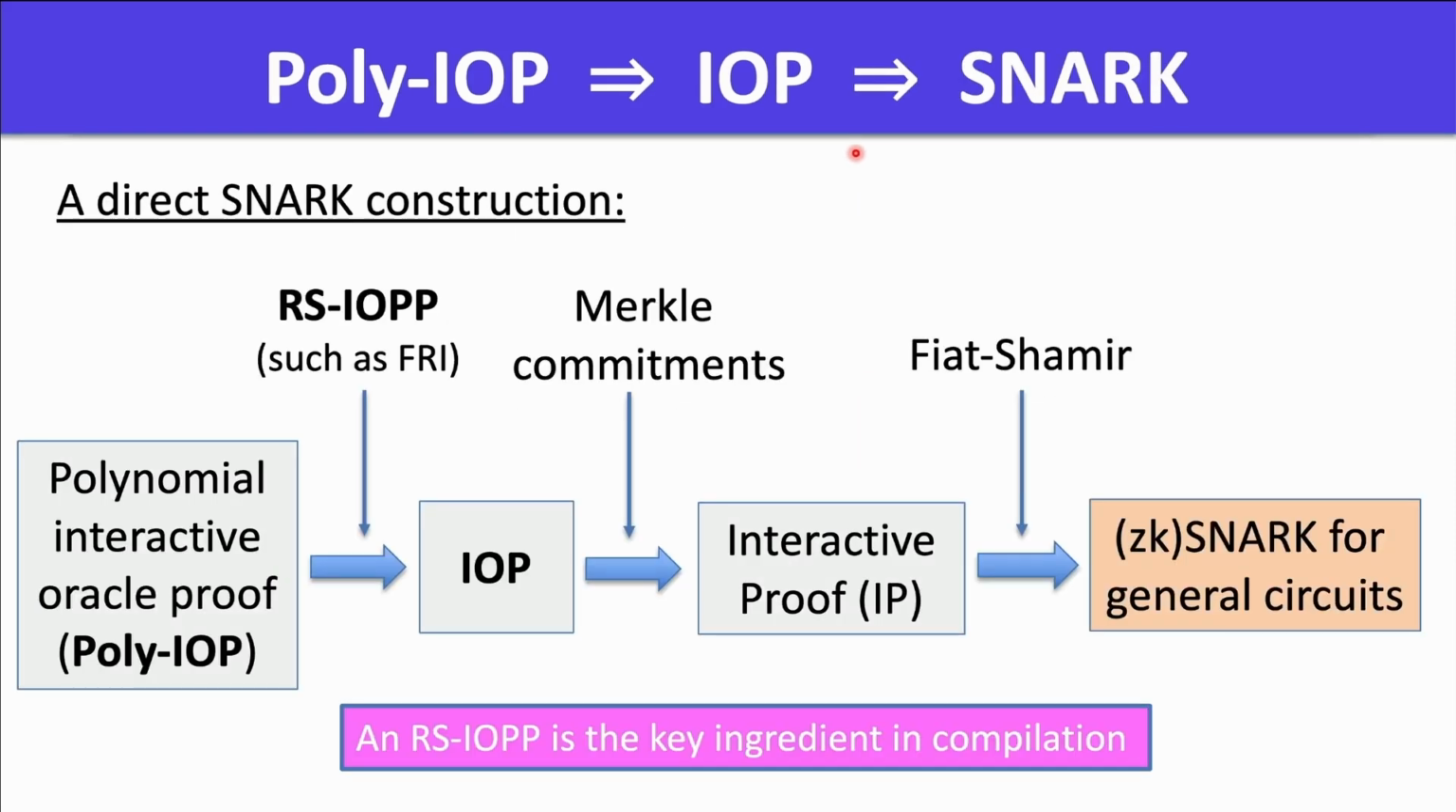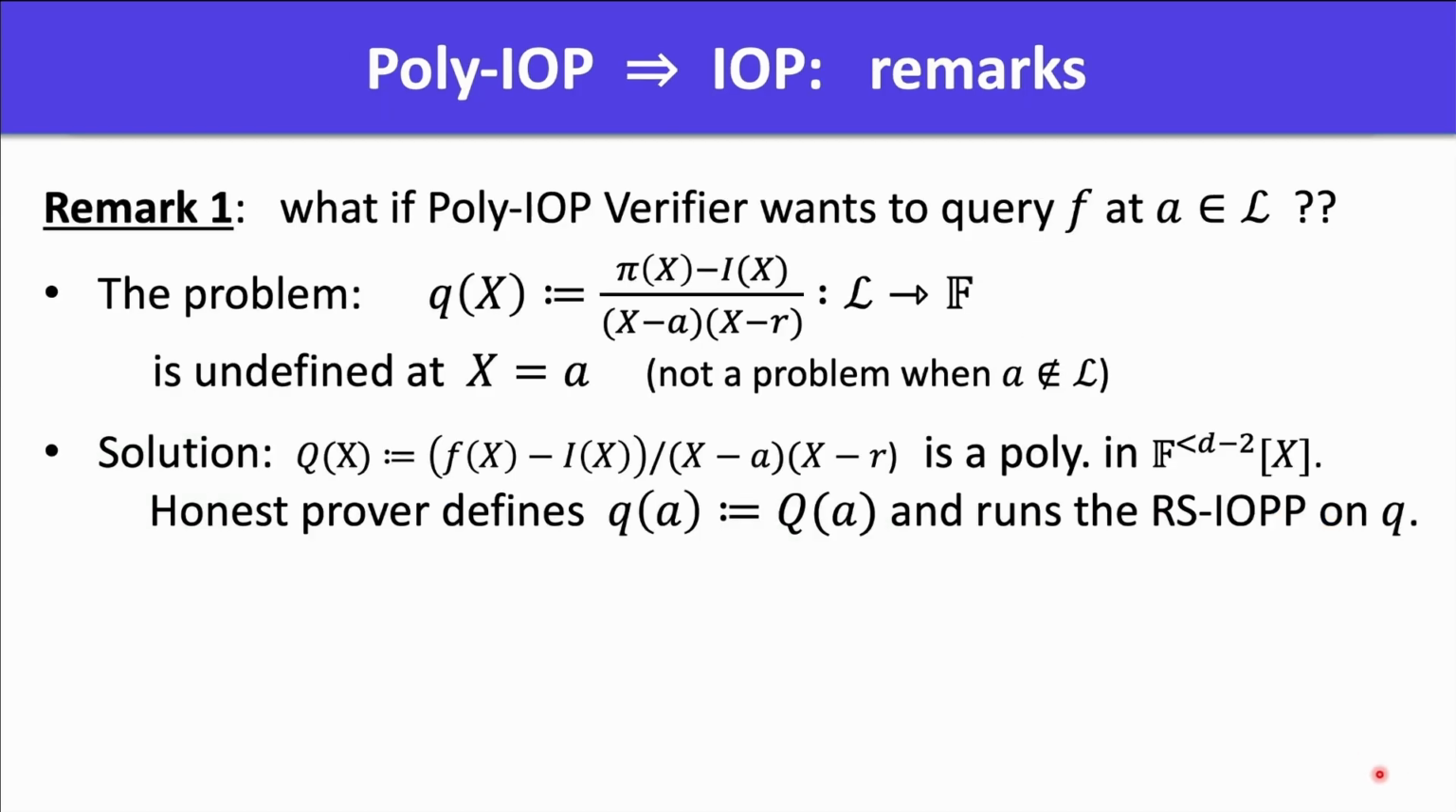So again, going back to our picture, it shows that the Reed-Solomon IOPP is the key ingredient in compiling a Poly-IOP into an IOP. And remember, what the Reed-Solomon IOPP is actually being applied to are these quotient polynomials. They are the ones that convince the verifier that the evaluations it requested, in fact, are the correct evaluations. And then again, once we have an IOP, we can simply use the BCS compiler to get a SNARK. So just to conclude this section, I want to make two more comments.